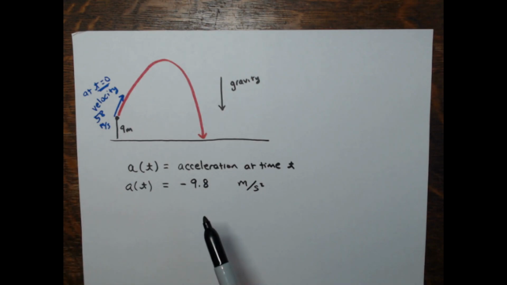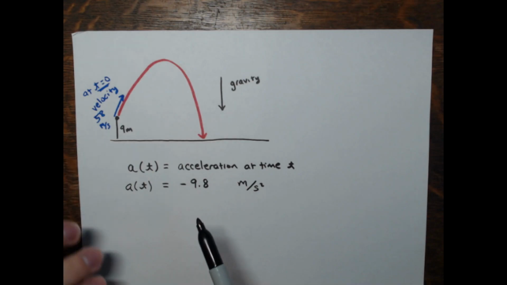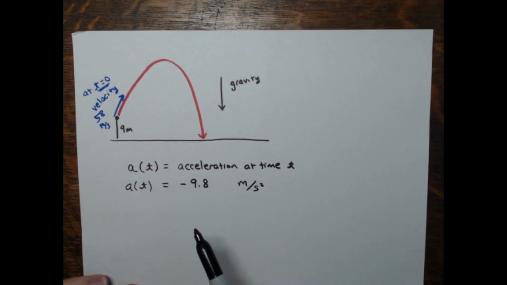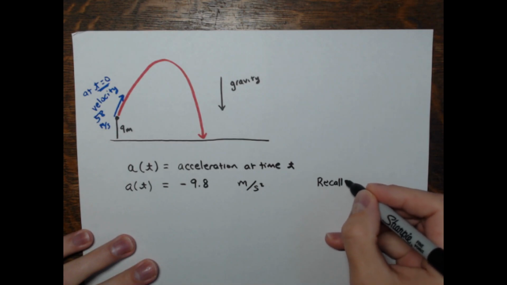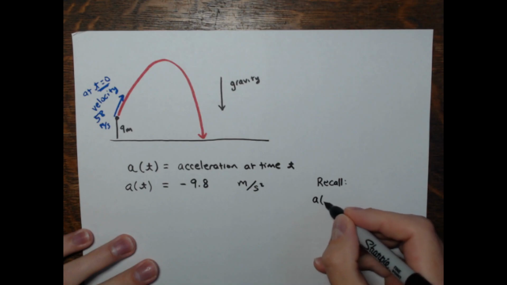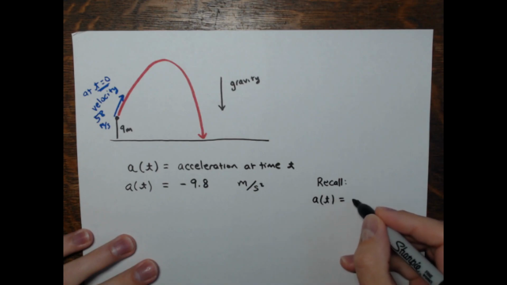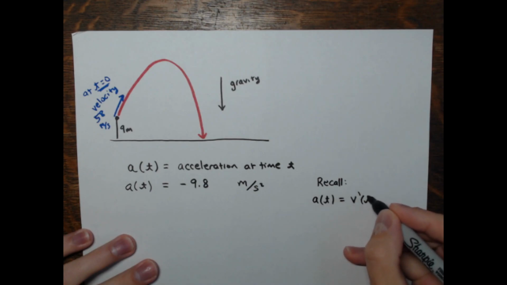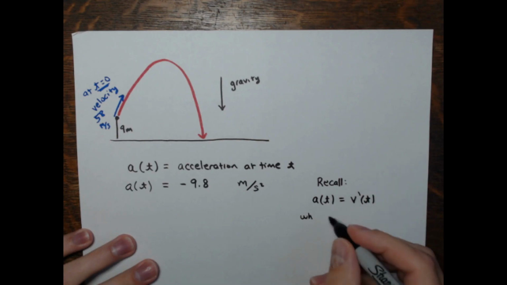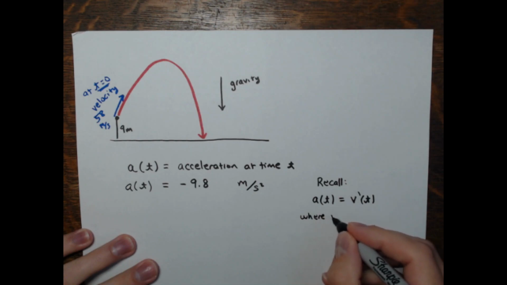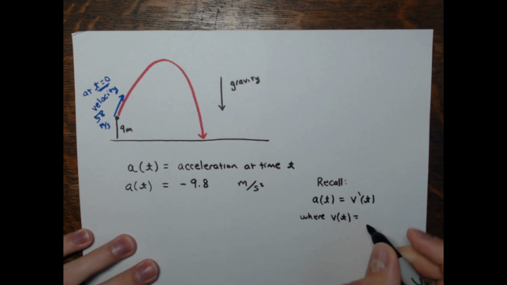Now, hopefully this is something where you got to recall something back from Calculus 1. So I'll put that over here. Recall that acceleration at any given time is the derivative of the velocity at any given time. So I'll say v prime of t, where v of t is the velocity of the object at time t.